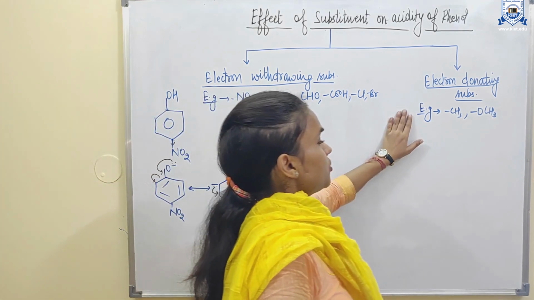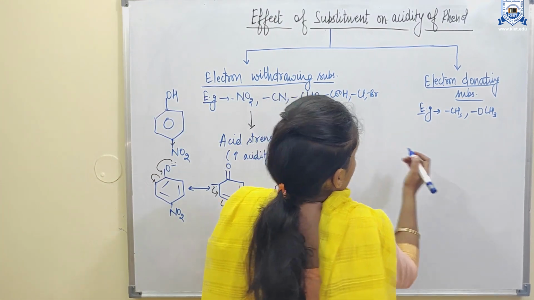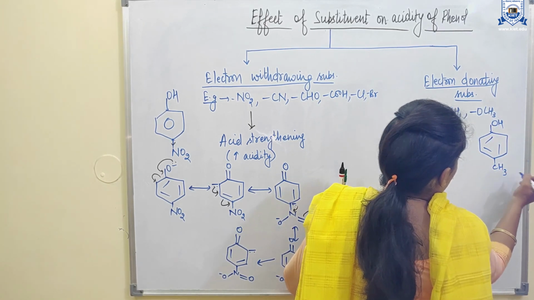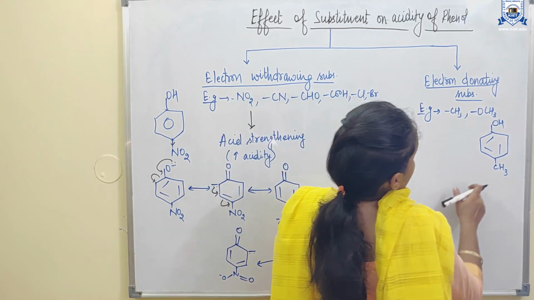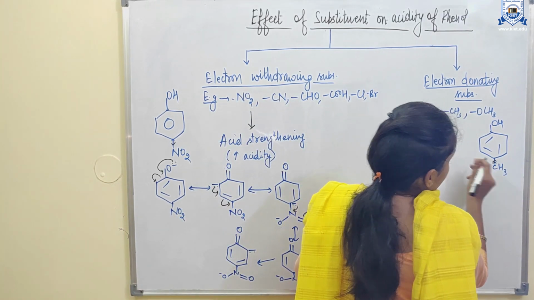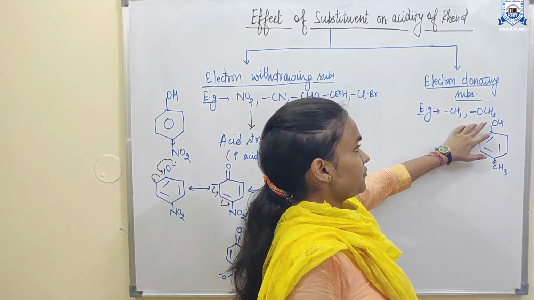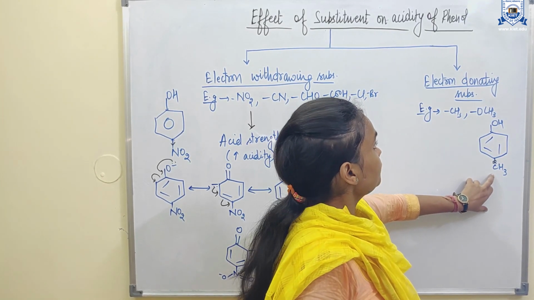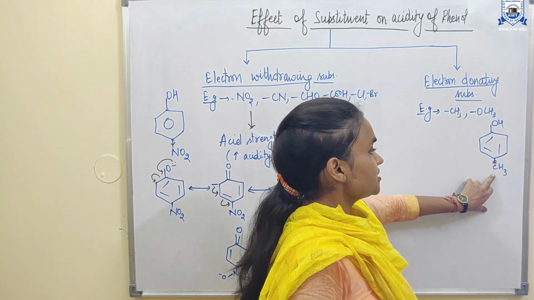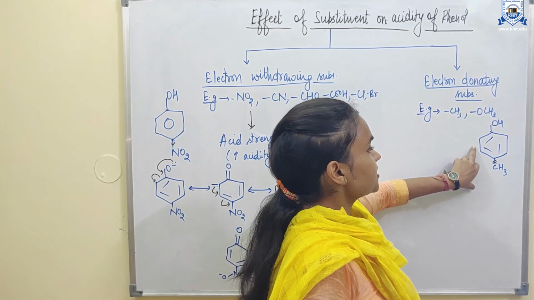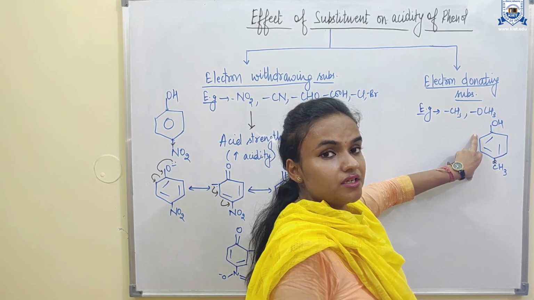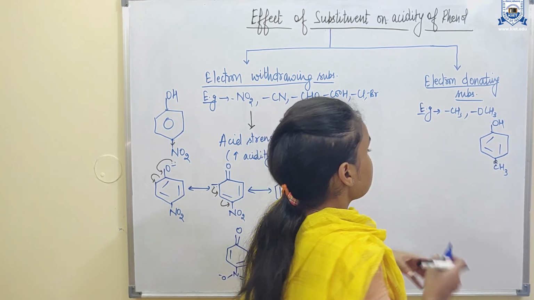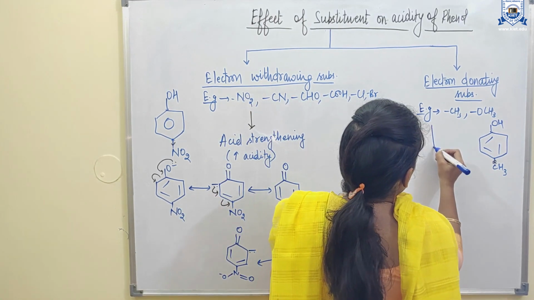But if we see the example of an electron donating substituent, for example, para-methoxyphenol. Because of the presence of an electron donating group, as you have seen, the phenoxide ion increases the electron density at ortho and para position, but due to the presence of a substituent at para position, which is an electron donating group, it further increases the electron density at ortho and para position. So it destabilizes the ring. That's why it decreases the acidity of the phenols. So the electron donating groups are acid weakening.